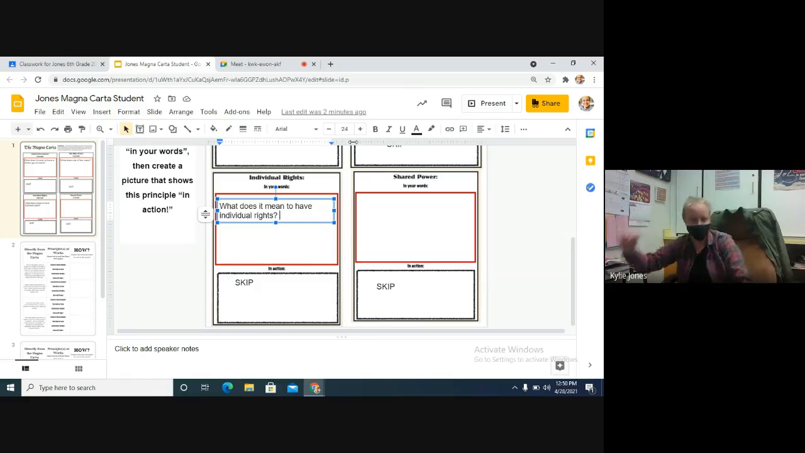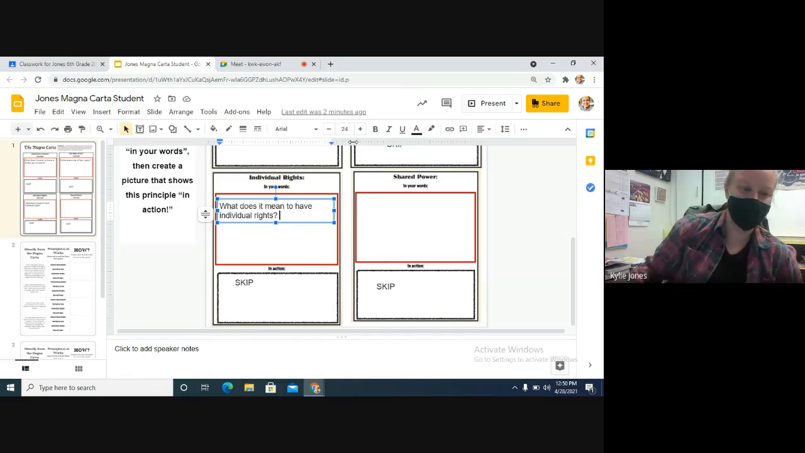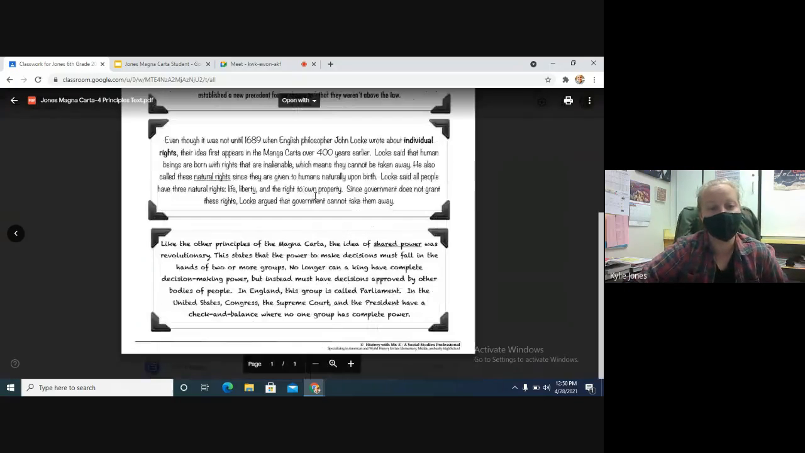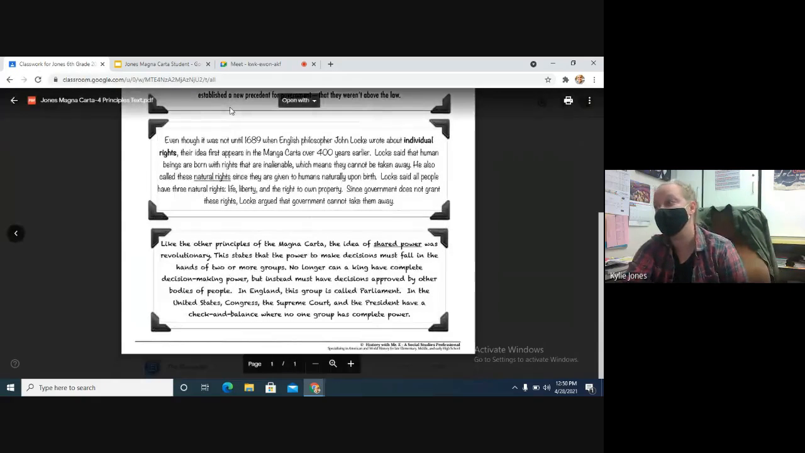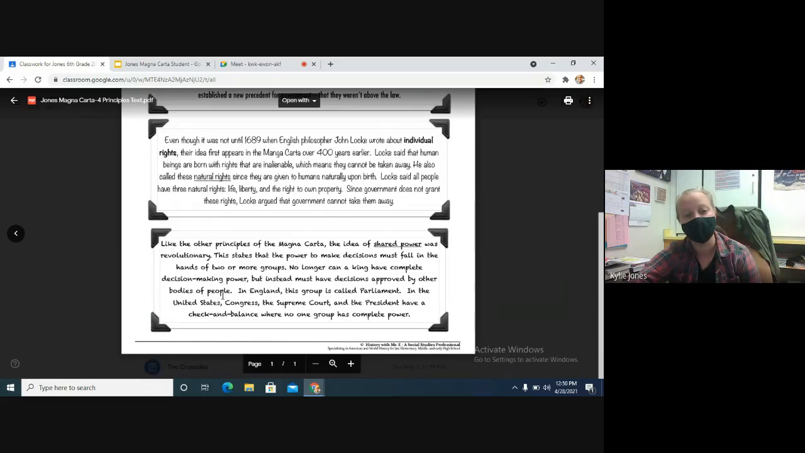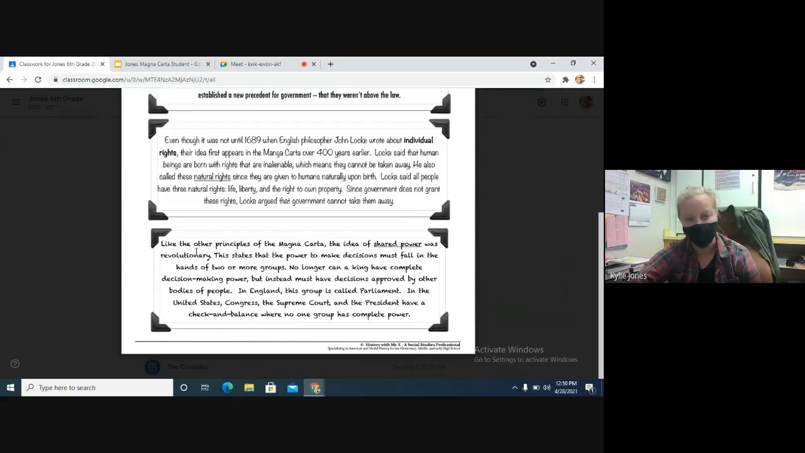All right. Last one, shared power, and then we'll do the other two slides. Shared power. I will read them in a minute. I don't know. I haven't looked at them. Shared power. Let's read it. It says, it's the very last one on the bottom. Like other principles of the Magna Carta, the idea of shared power was revolutionary, which means new.